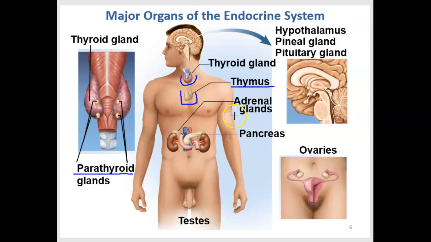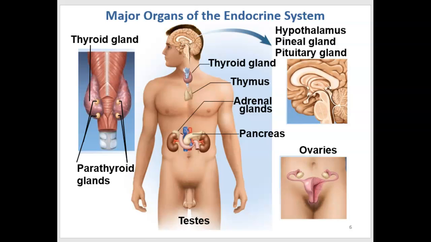And then the adrenal glands, which sit on top of the kidney, the pancreas, which is below the stomach, not shown here. And then we even have some glands in the brain. The hypothalamus makes hormones that enter the bloodstream. The pineal gland, remember, makes melatonin that enters the bloodstream. And then the pituitary gland, whether you consider it part of the brain or nervous system or part of the endocrine system, also releases hormones into the blood, as do the testes and the ovaries.